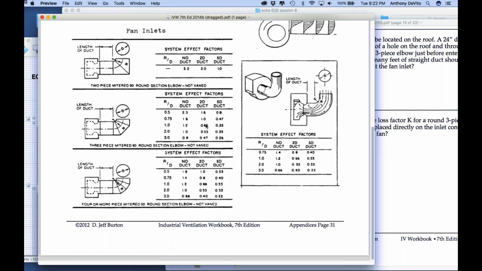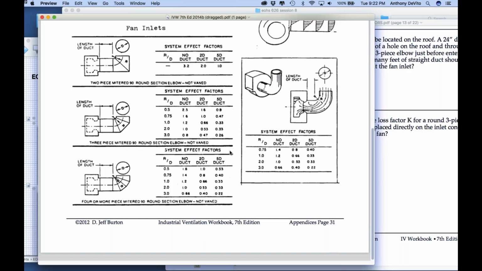In other words, it's the distance you are from the fan. Notice they only go up to 3, they only go up to 5, because at 6 you don't have the issue on the suction side.